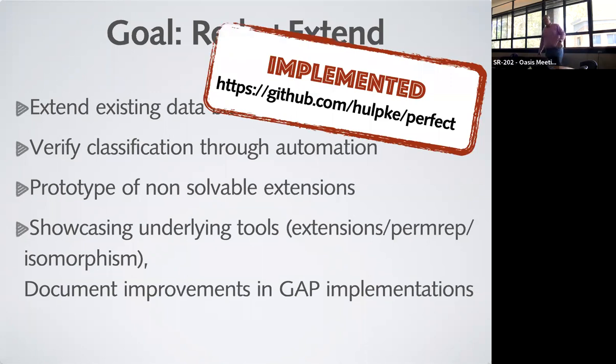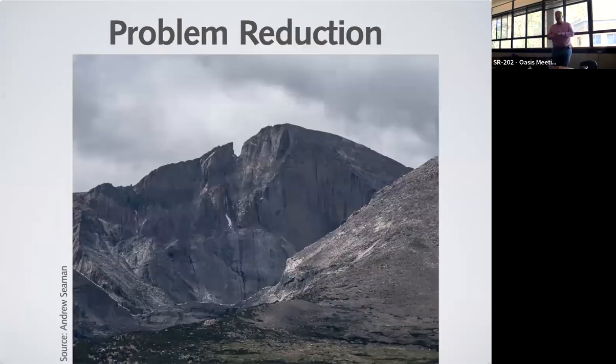This is implemented. There is even the code available on GitHub if you're interested in doing it or running it further. So how do we do this? Well, since I'm from Colorado, I thought I'd start with a picture of a mountain. If we have a problem, say we want to climb up a mountain and we can't climb that high, how do we try to get to a higher mountain?